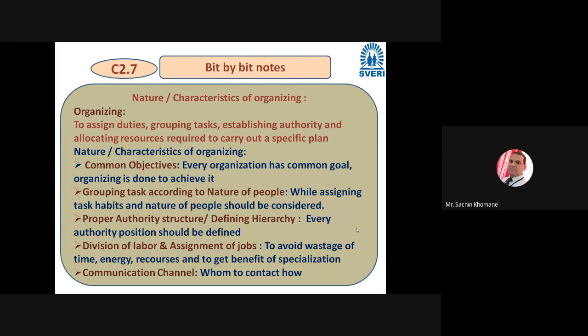So the first characteristic is the common objective. Every organization has a common goal. Organizing is done to achieve it. Friends, remember every organization has a goal, a vision, right? Without that, no organization will run. Without vision or without goal, none of the organizations will run. And that goal is always common. It is not like one manager has a different goal and another manager has a different goal.